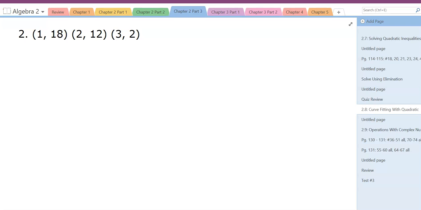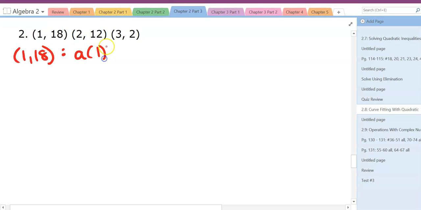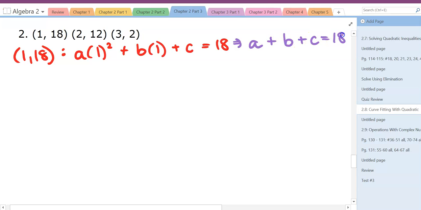So we're going to plug in 1, 18 first. So remember, you're doing a times the x squared plus b times the x plus the c equals your y. So we're going to have a times 1 squared plus b times 1 plus c equals 18. Which, if we want to simplify this right away, this is going to be a times 1, or just a, plus b plus c equals 18.